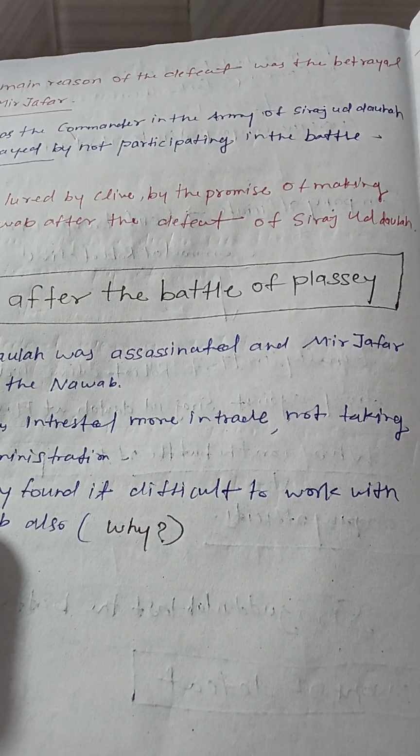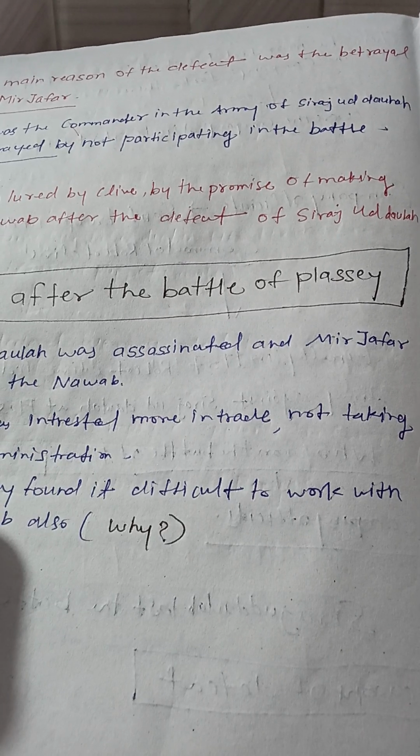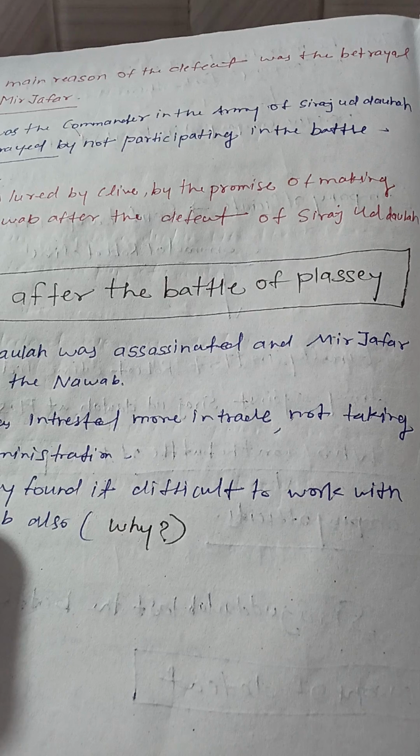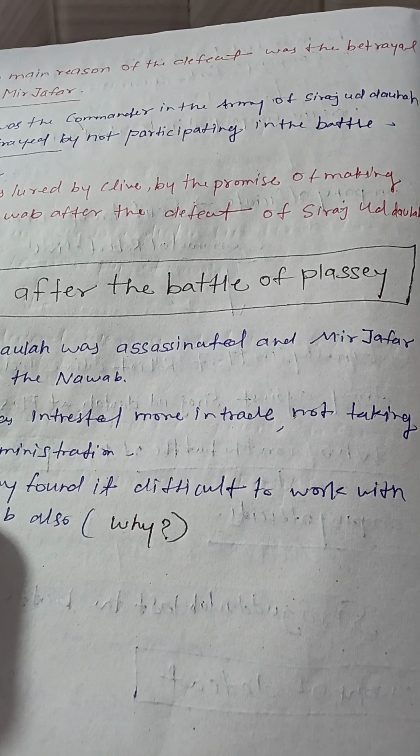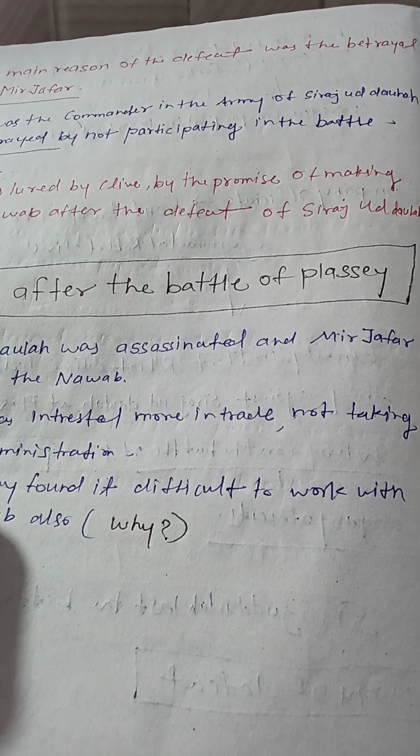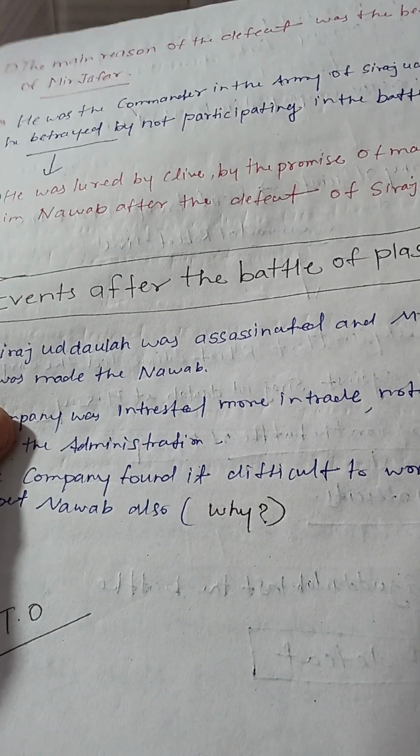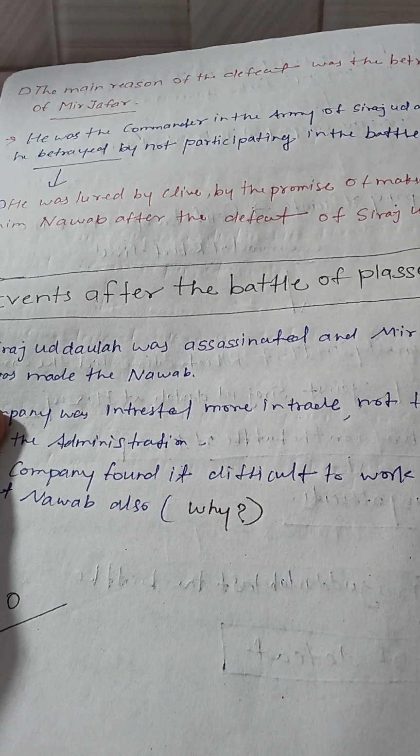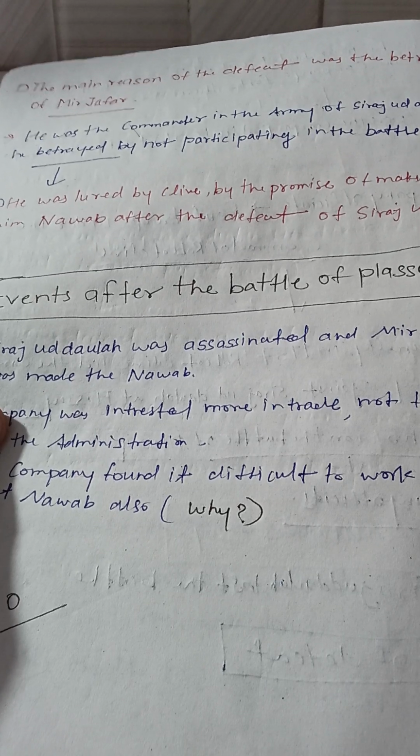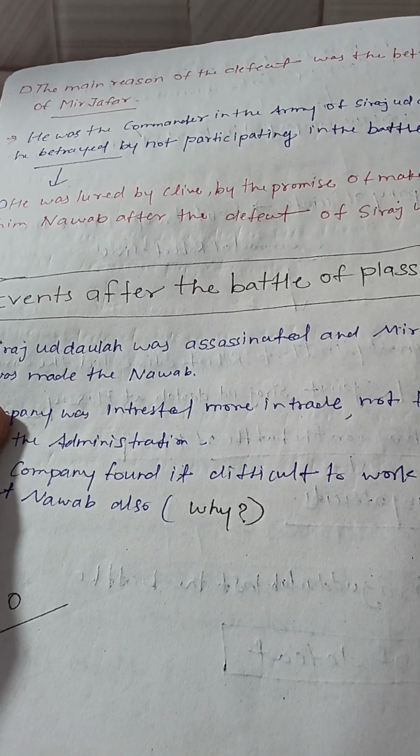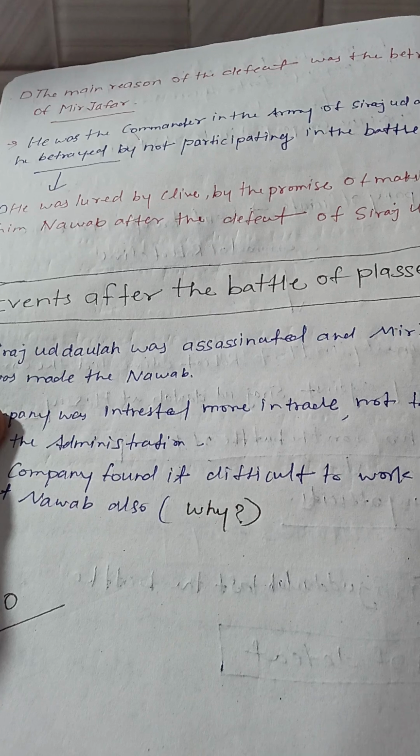The main reason for the defeat was the betrayal of Mir Jafar, who was the security commander and a commander in the army of Sirajud-Dowla. He betrayed him by not participating in the battle. He was lured by Clive with the promise of making him Nawab after the defeat of Sirajud-Dowla. That means prior to the battle, the Britishers promised Mir Jafar that if he did not support his king, and after the defeat of this king, they would make him the Nawab of Bengal. He came under the false influence of that person.